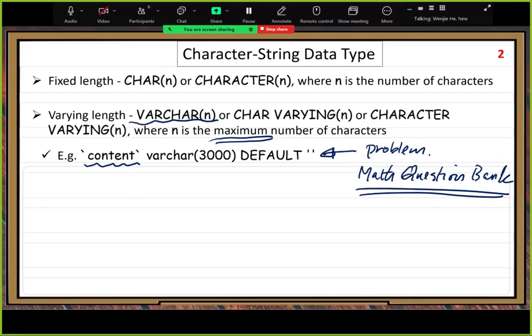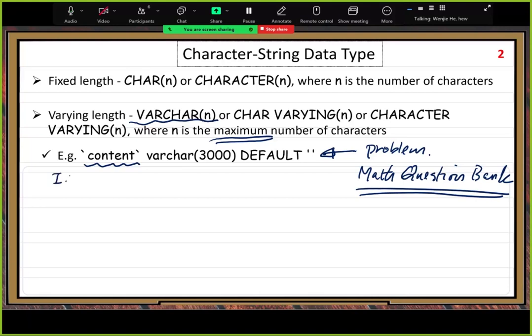So you need to estimate, based on your real world experience, when you design your database. But in case there is a long problem that uses more than 3,000 characters, what will happen? That is possible. Sometimes there is a math problem that is extremely long. Although it is rare, because such a long problem makes it very hard for students to understand, there is a small possibility it could happen.